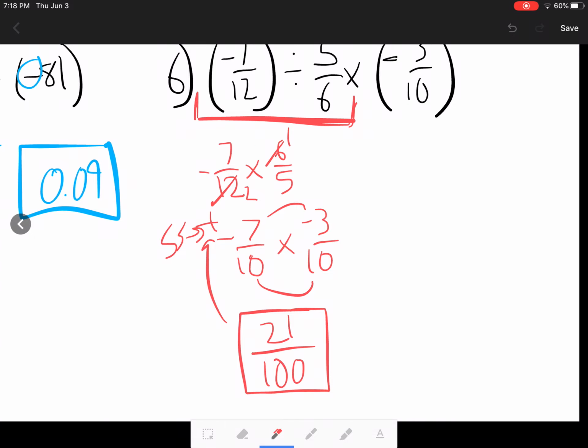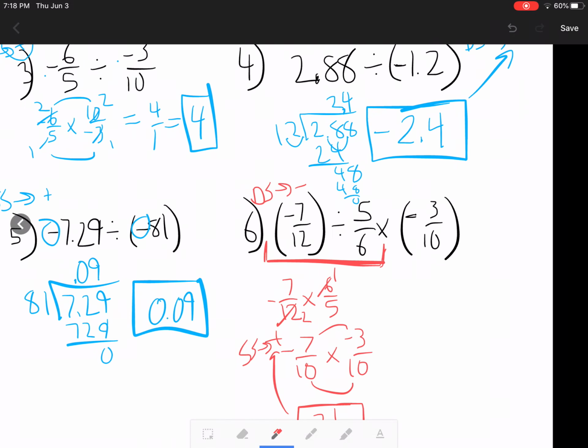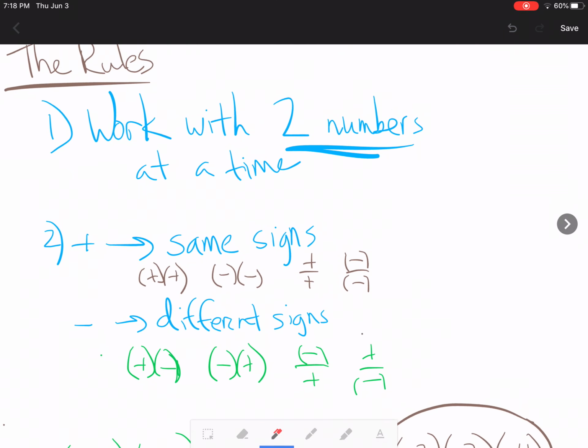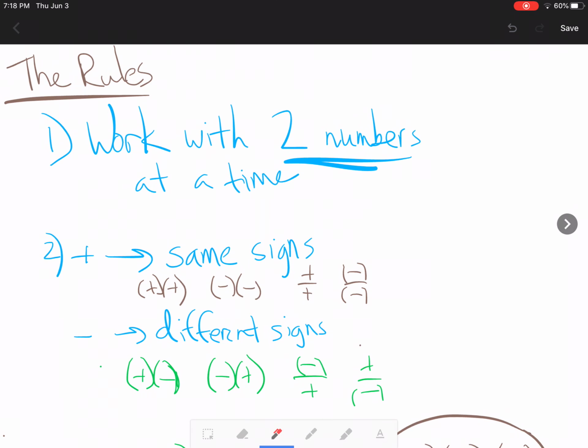So again, just to stress, or to kind of regurgitate everything, work with 2 numbers at a time, and it's just about looking at their signs. After that, it's normal arithmetic, the multiplication, the division with fractions and decimals. So good luck on your practice, and let me know if you have any questions.